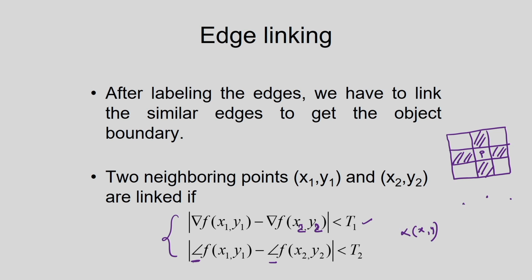Suppose these are the edge pixels. So this pixel and this pixel I can join. Similarly, if this condition is satisfied between these 2 points, then I can join the pixels to get the boundary, to get the continuous edge. This is the edge linking procedure.